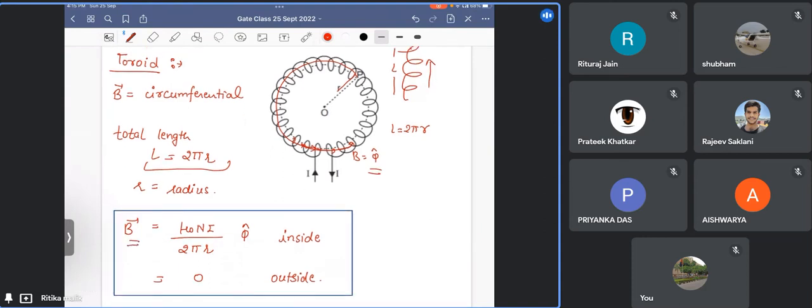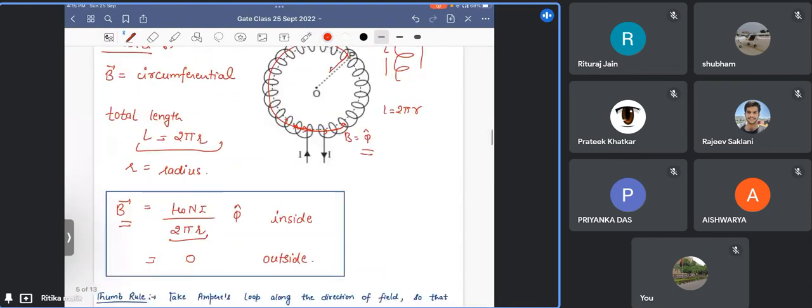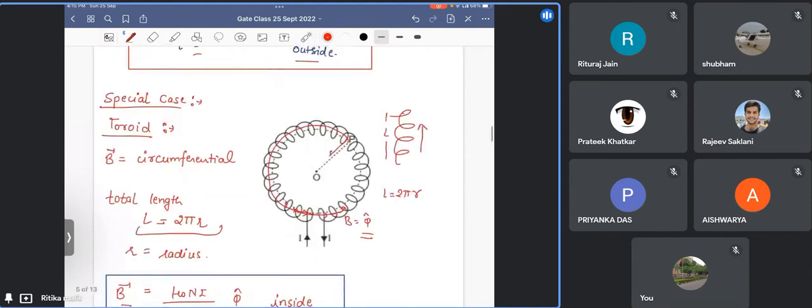So the magnetic field due to this toroid will become mu naught Ni by 2 pi r. I just put in the value of L. The direction of the magnetic field is phi cap. It is inside and zero outside. It's just a special case of this solenoid.